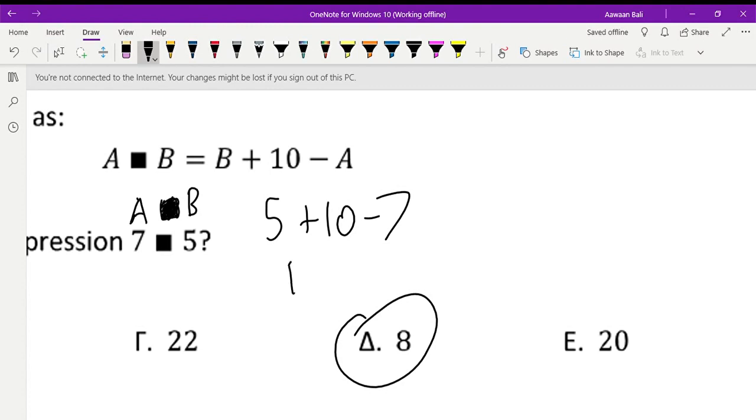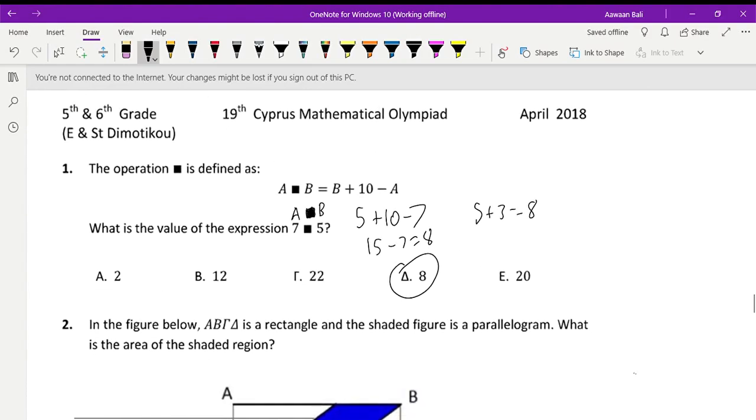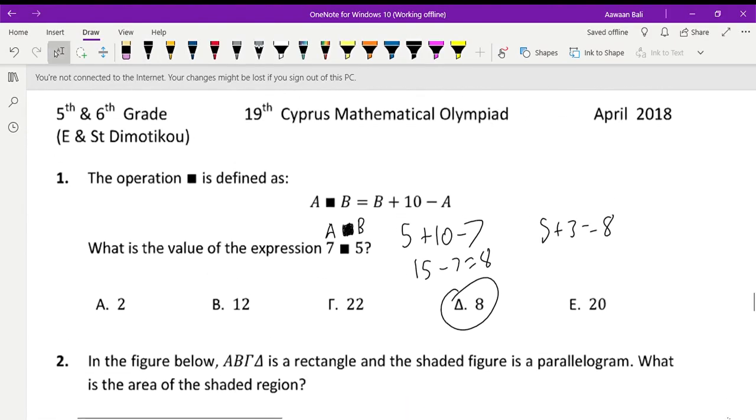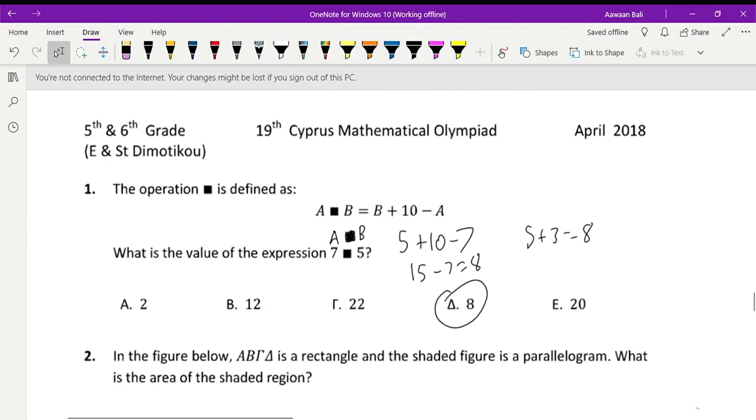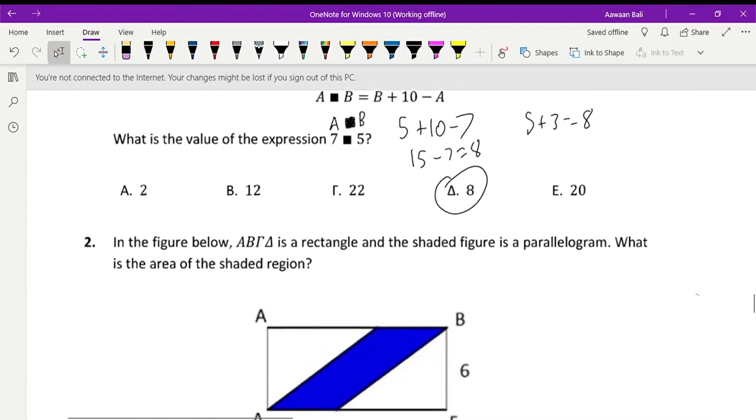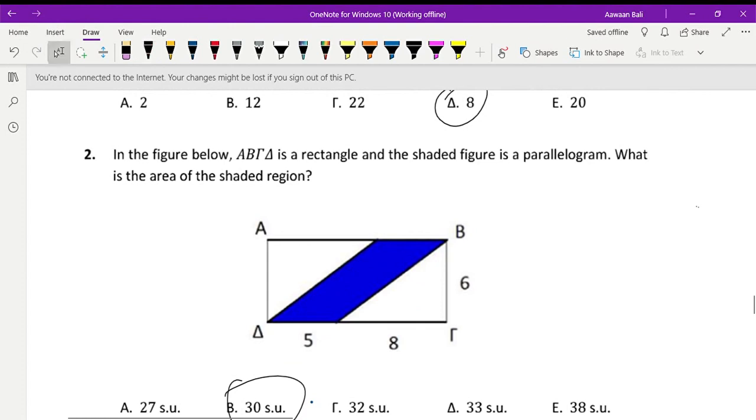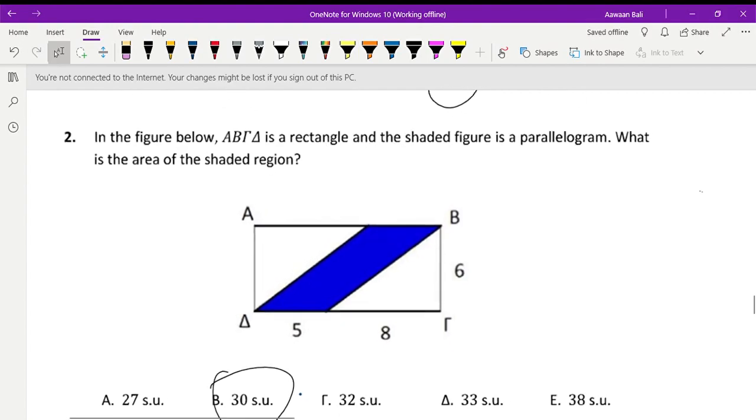So 5 plus 10, 15 minus 7, 8. Then if we did subtraction then addition, 5 plus 3, 8. Same thing, right? Therefore the answer is delta, 8. And that's just like a simple calculation there. Question number 2. In the figure below, alpha, beta, gamma, delta is a rectangle and the shaded figure is a parallelogram. What is the area of the shaded region?